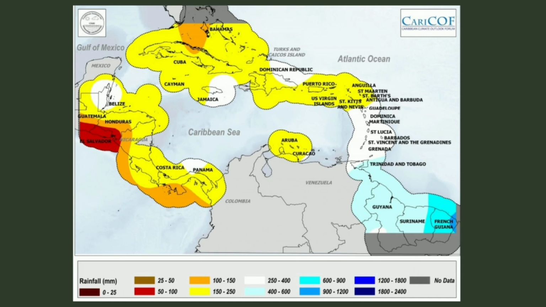Included here also are Curacao, Panama, Costa Rica, mostly dominated by the yellow side.